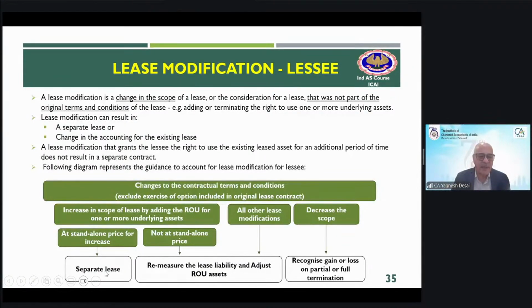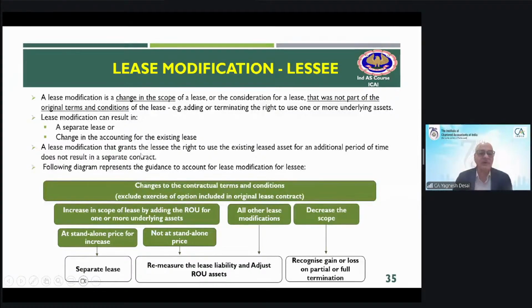If it is a separate lease, at a standalone price, a totally different kind of leasing, then don't touch the existing lease. You account for lease number 1 and lease number 2 separately. You have one lease, and if the new one is considered a separate lease, don't touch the existing lease. But a lease modification can result in a separate lease or a change in the accounting for the same lease.